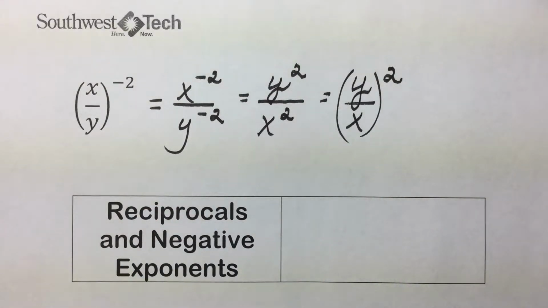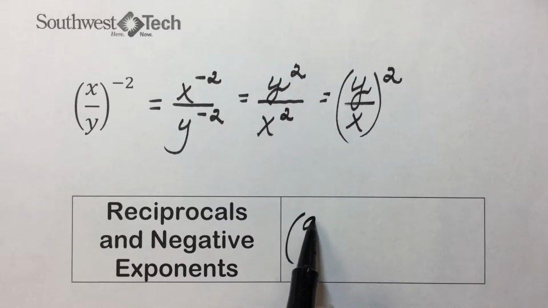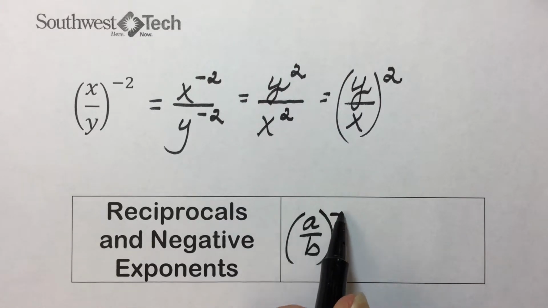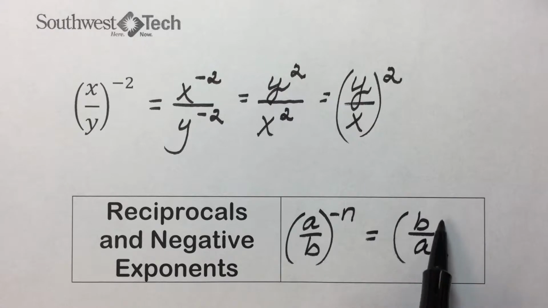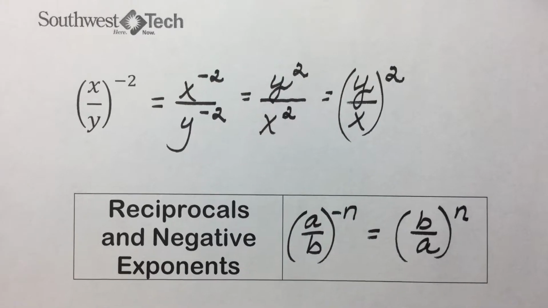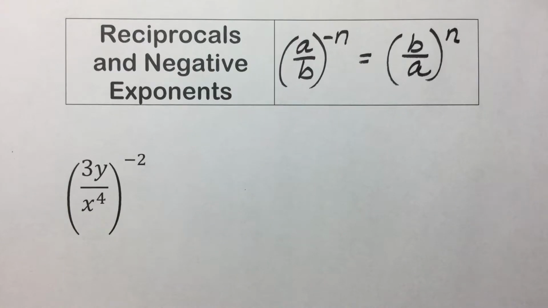This leads us to perhaps an easier way to simplify an expression containing a negative exponent, and it's stated in the following: reciprocals and negative exponents. For any nonzero real numbers a and b, a over b raised to the negative n power, where n can be any integer, is equivalent to b over a to the n power. So this is an option that we have for simplifying quotients that are given to us, and illustrating that.